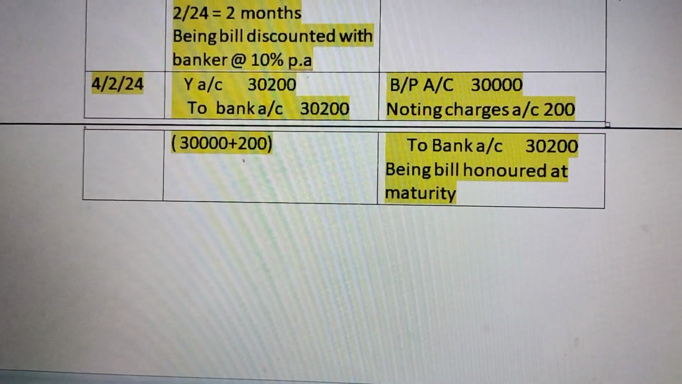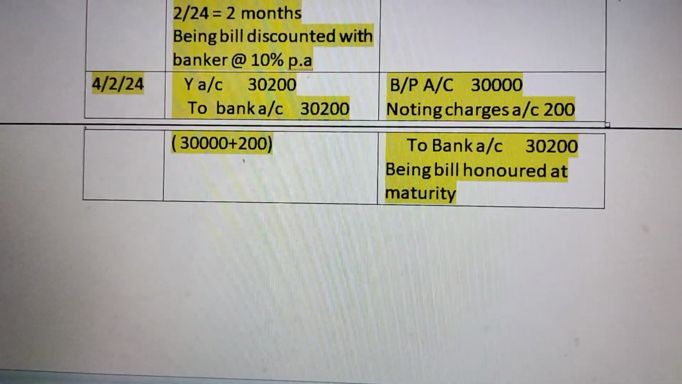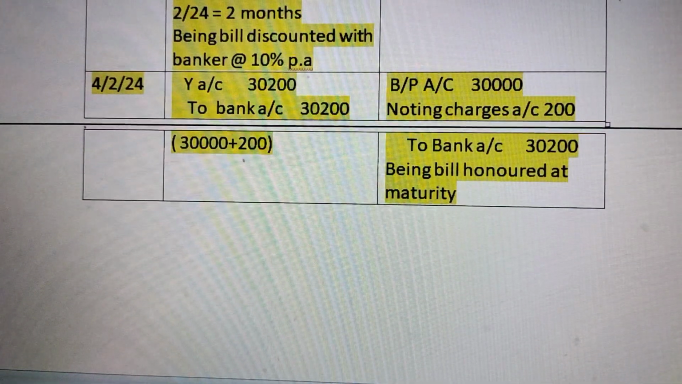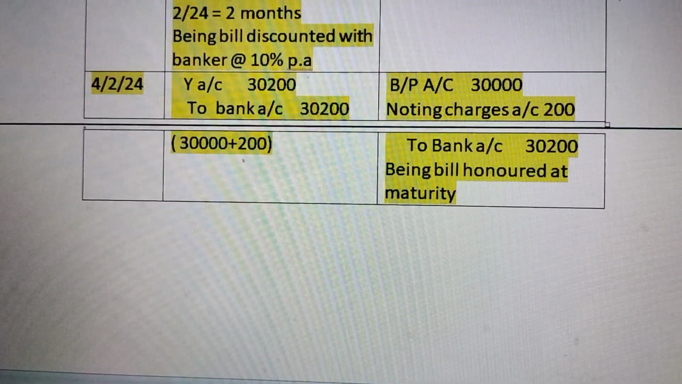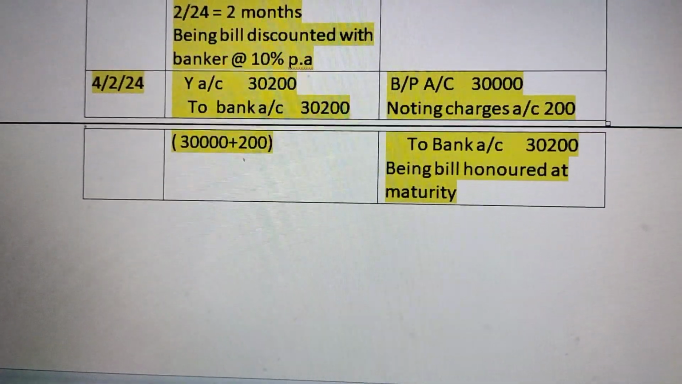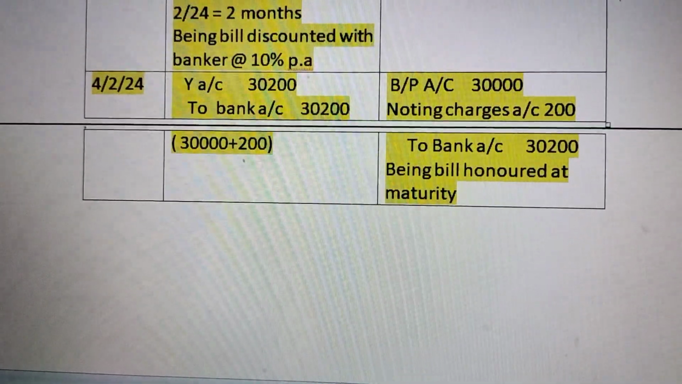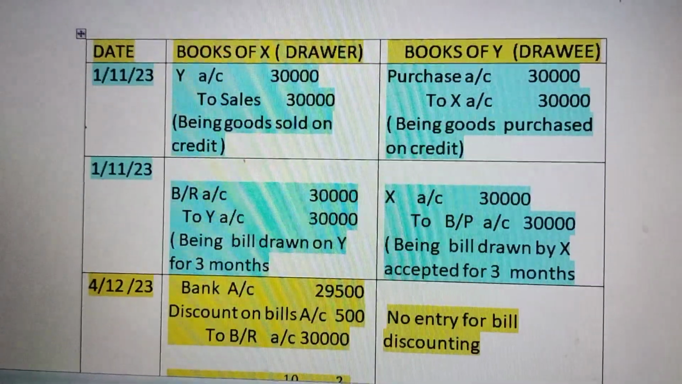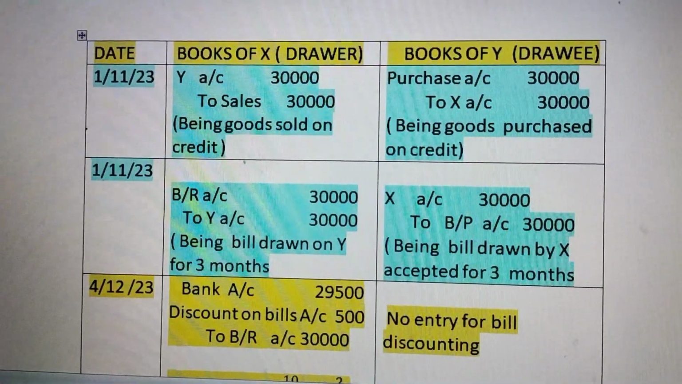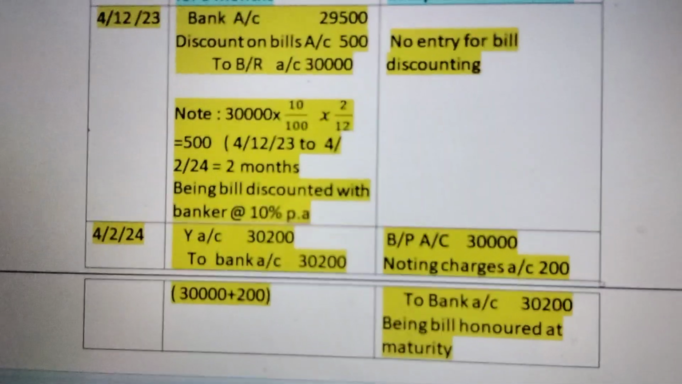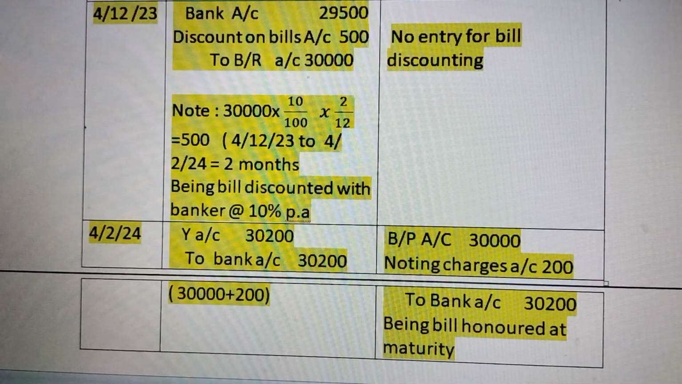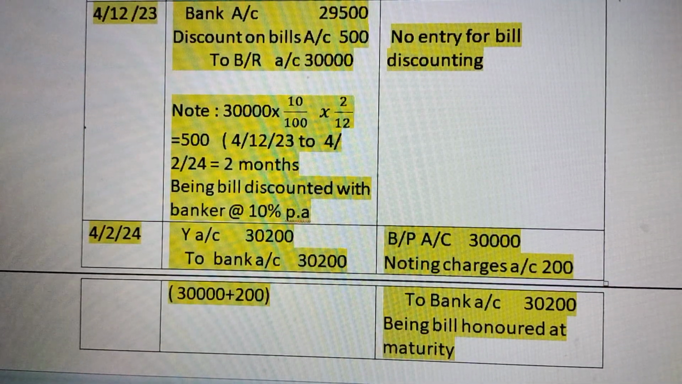Not only the face value of the bill, but also the noting charges which have been paid by the bank on behalf of the drawer. So the bank has paid noting charges of, if you see the question, refer, 200. Okay, it is 200. So the bank will deduct 30,000 plus 200 extra for noting charges, which the drawer will ultimately recover from the drawee.